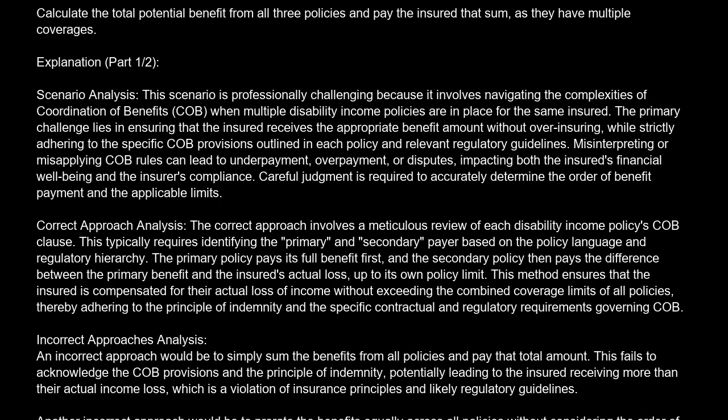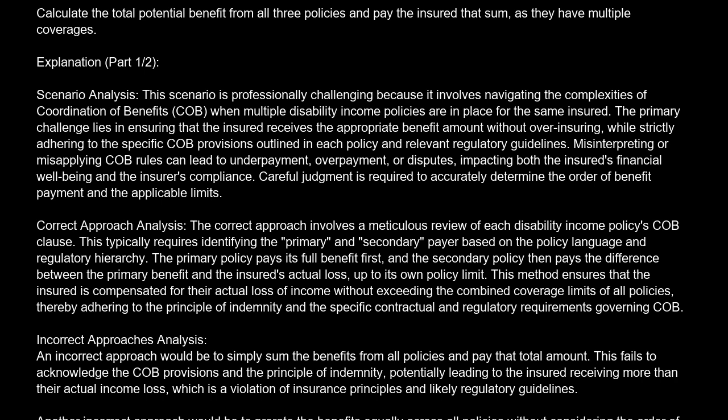The correct answer is A. Calculate the total potential benefit from all 3 policies and pay the insured that sum, as they have multiple coverages. Explanation. Scenario analysis. This scenario is professionally challenging because it involves navigating the complexities of coordination of benefits, COB, when multiple disability income policies are in place for the same insured.